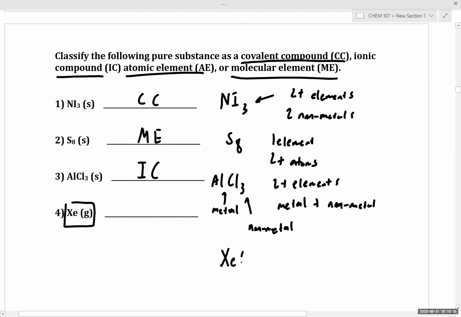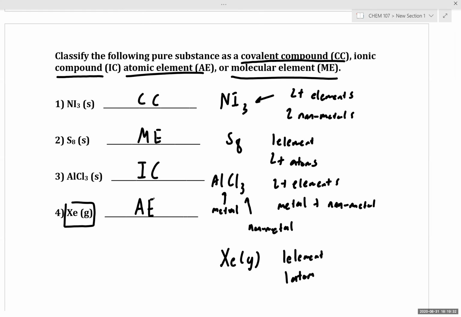Xenon. So xenon, we have one element in our formula and we have one atom. So we'd classify xenon as an atomic element. Does this example make sense to everyone? Does this make sense to everyone so far? Perfect, perfect.